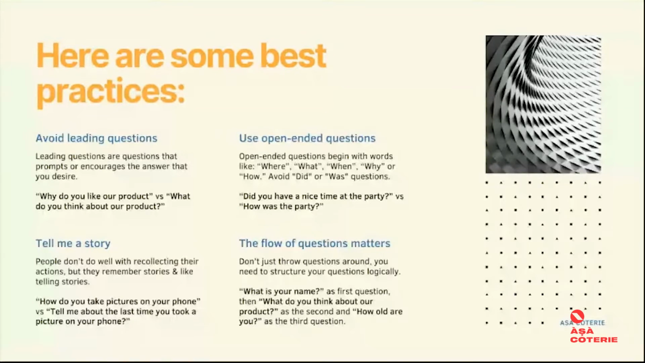With close-ended questions, like the did and was questions, it's very easy to just say yes or no, this or that. It's just very easy to say, oh yes, no, I don't know.